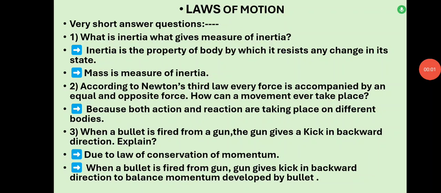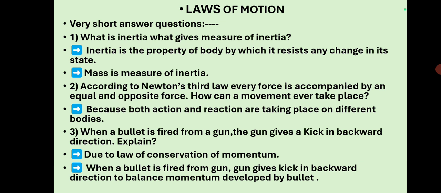Hello students. So now in this video let us discuss the remaining very short answer questions of laws of motion up to kinetic theory. First, chapter 5, laws of motion.